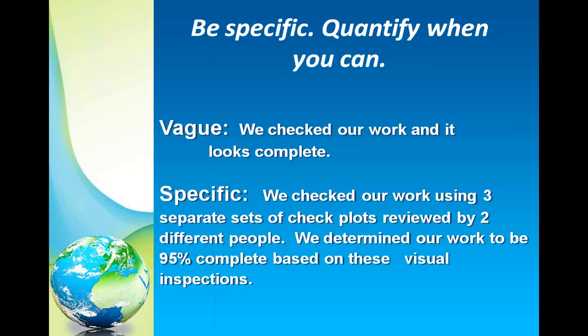All right? Example for a vague one is we checked our work and it looks complete. Or specific, we checked our work using 3 different sets of check plots reviewed by 2 different people. We determined our work to be 95% complete based on these visual inspections. The second example provides more information and addresses the issue of accuracy much better than this first example.